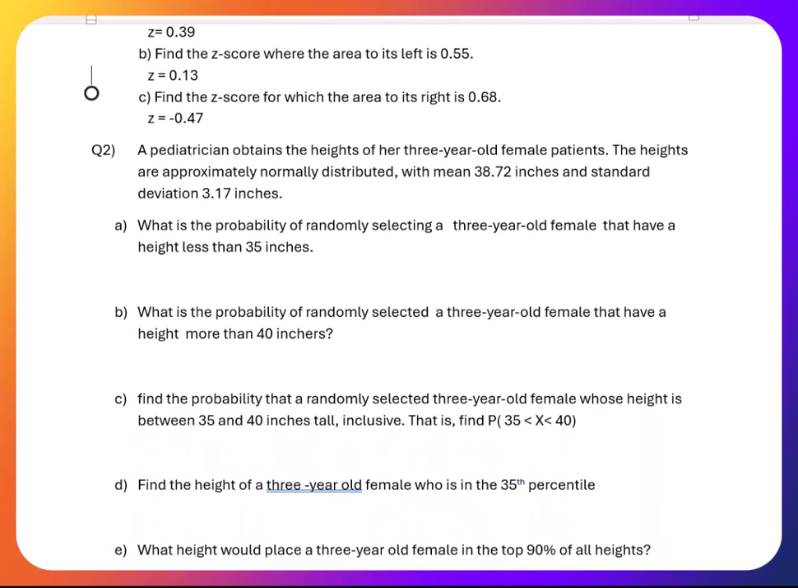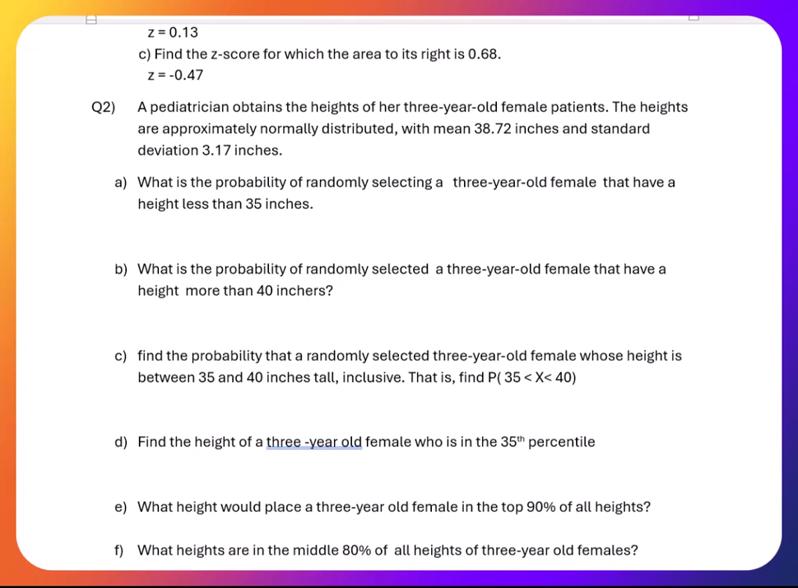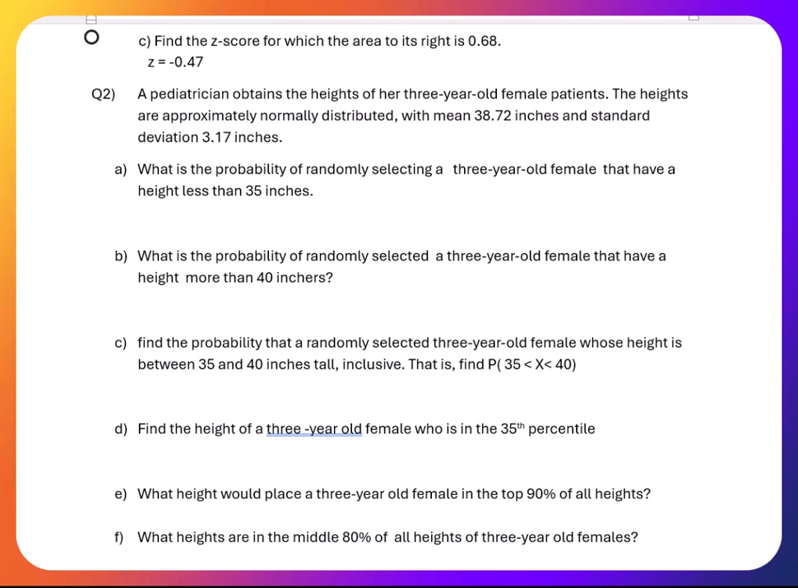Okay, let's go to the next question, which is really the big question that covers everything in this section. A pediatrician obtains the heights of her 3-year-old female patients. The heights are approximately normally distributed with a mean of 38.72 and a standard deviation of 3.17. What is the probability of randomly selecting a 3-year-old female that has a height less than 35 inches? So he wants probability of X less than 35 inches.